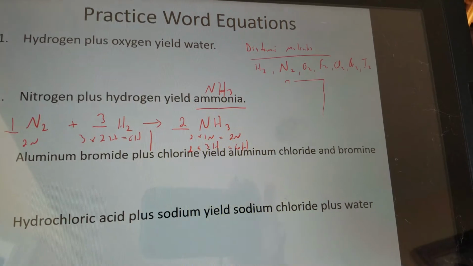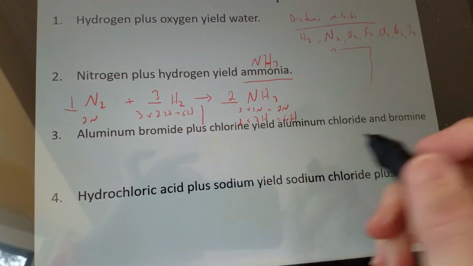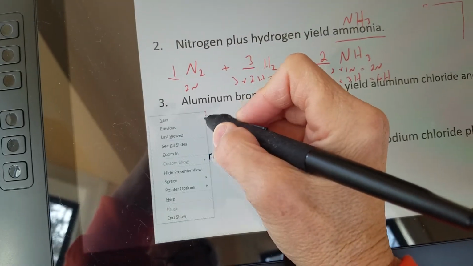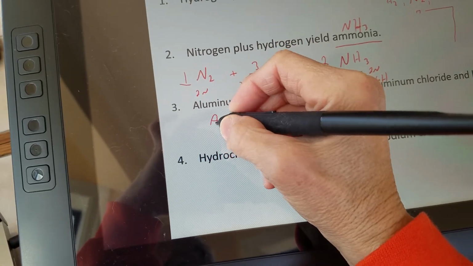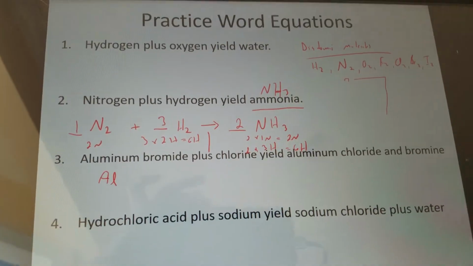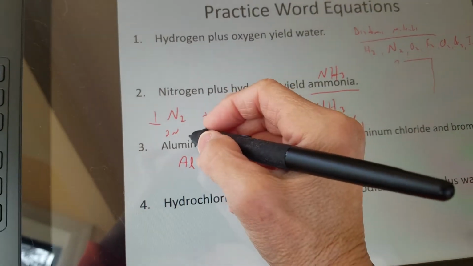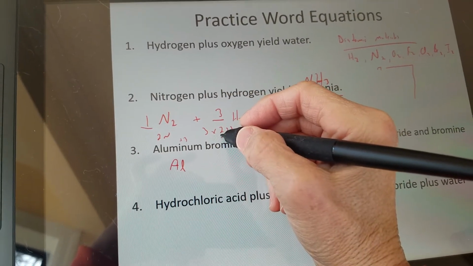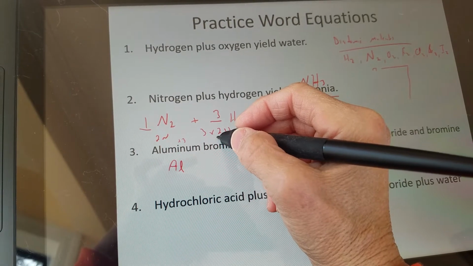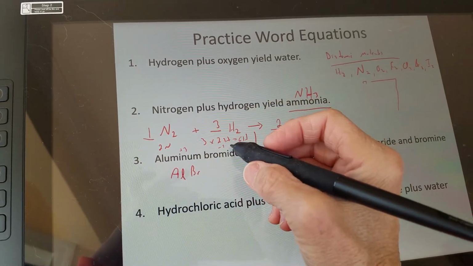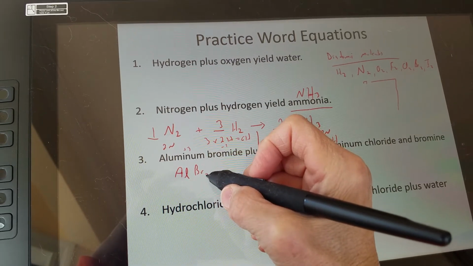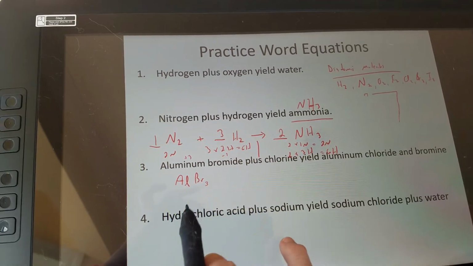So let's look at the third one. It says aluminum bromide. So aluminum, remember, is one of those 3 elements that we memorized the charge for. Aluminum is always a +3. Bromine is in the halogen group, or the group 7A. It's a -1. So if aluminum is +3 and bromine is -1, I'm going to need a 3 on my bromine to balance that formula.